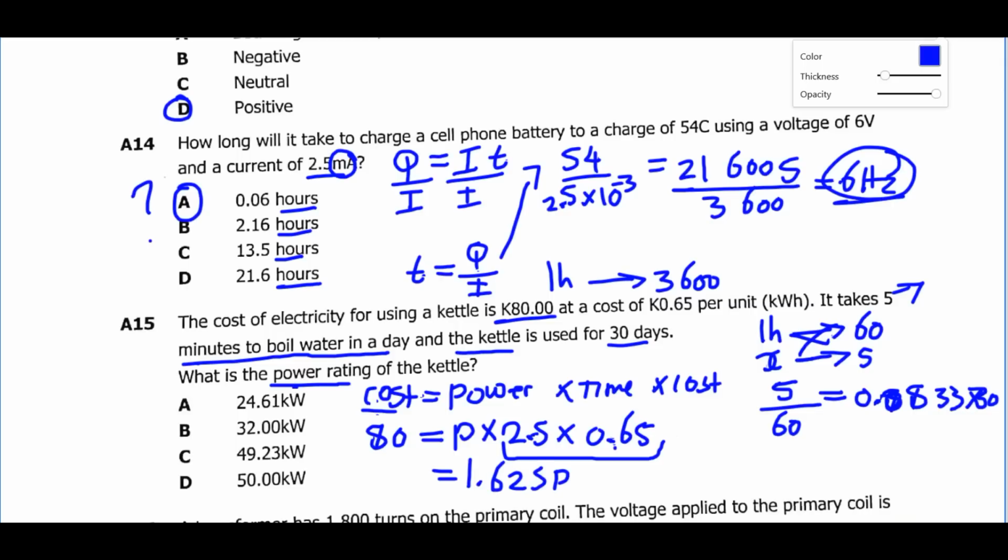1.625 times power equals 80. So we divide by 1.625 on both sides. 80 divided by 1.625, I'm getting 49.23. So the answer is C.